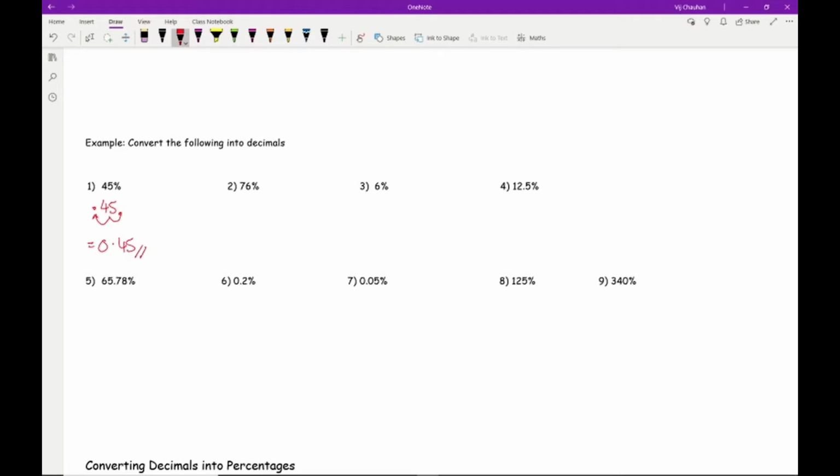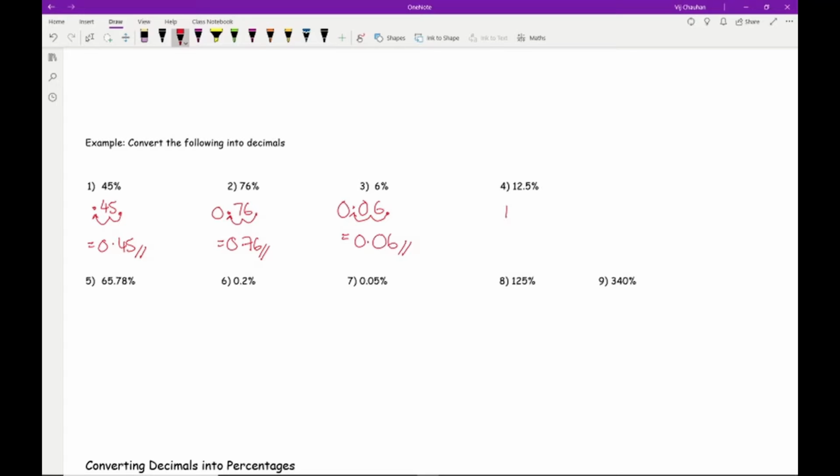Now with 76%, again I've got 76, there's no decimal point, so I'm going to move it 2 places, so 1, 2, so the decimal point goes there, giving me an answer of 0.76. Now for question 3 we've got 6%. Now again, unlike the previous 2 examples where we had 2 digit numbers, with 6 I'm going to still move it 2 places, so I'm going to move it 1, 2. Now as you can see I've got a phantom space here, so I'm going to fill those phantom spaces with zeros, giving me an answer of 0.06.